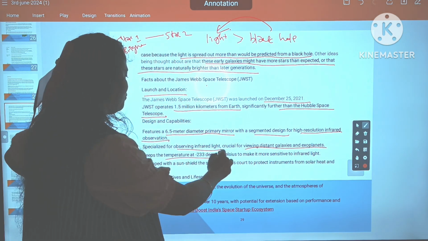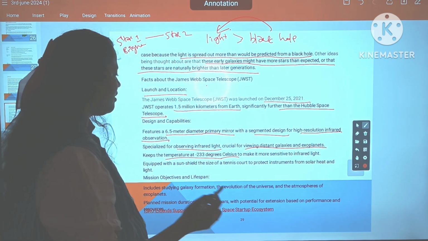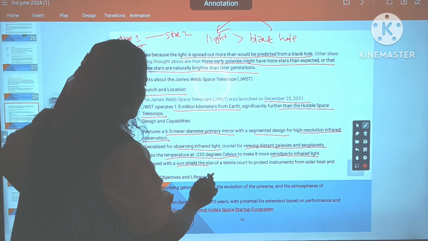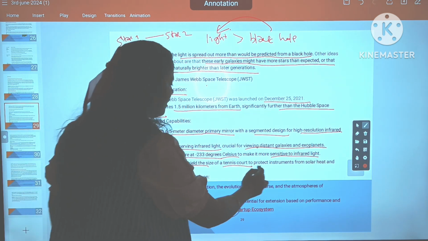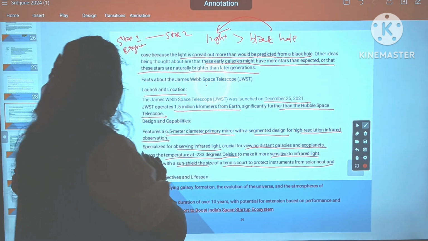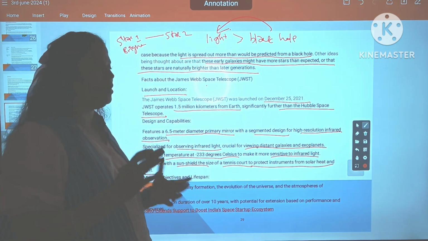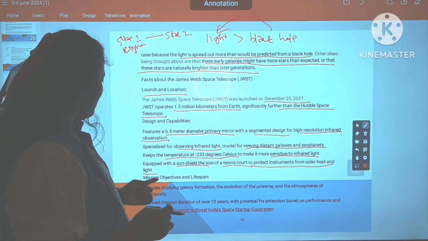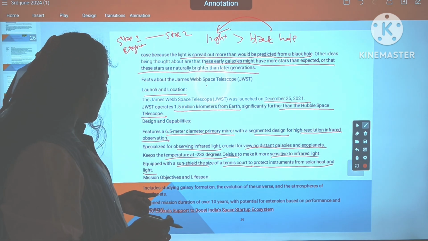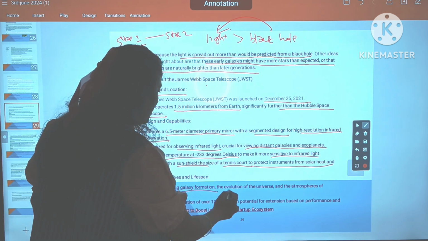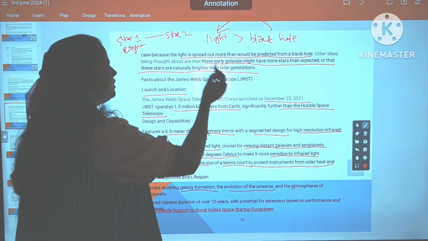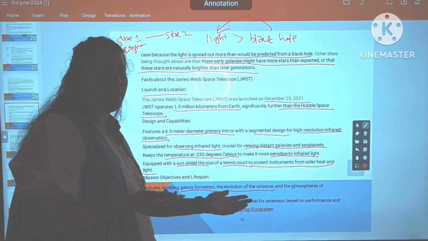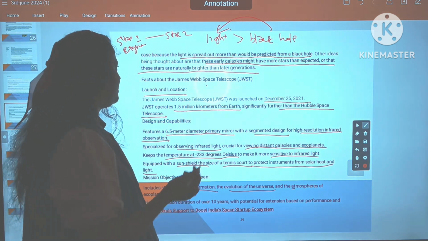Temperature is kept at -233 degrees Celsius to make it more sensitive to infrared light. It is equipped with a sun shield the size of a tennis court to protect the instruments from solar heat and light. Okay, mission objectives: studying galaxy formation and evolution of the universe. If we study the galaxy, automatically we will find the idea of the evolution of the universe.